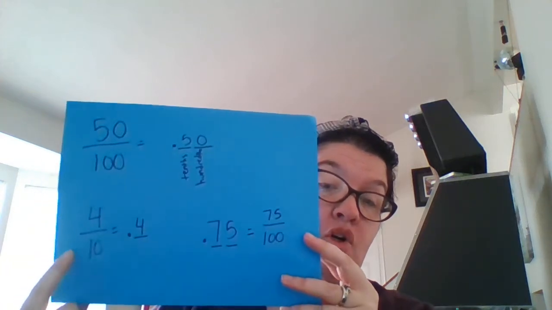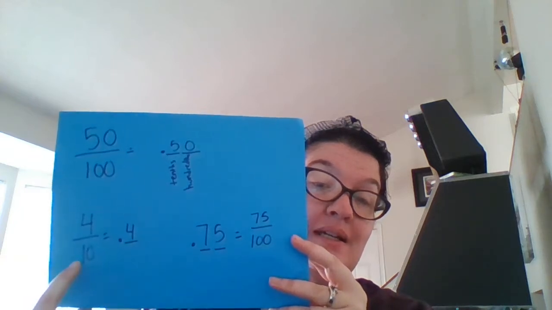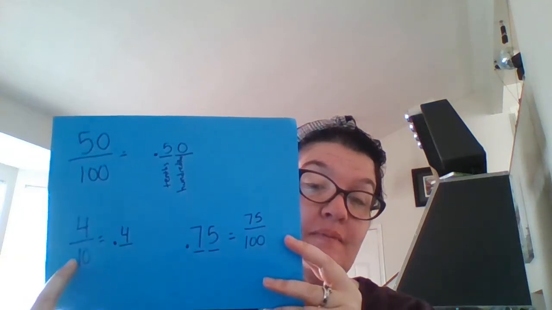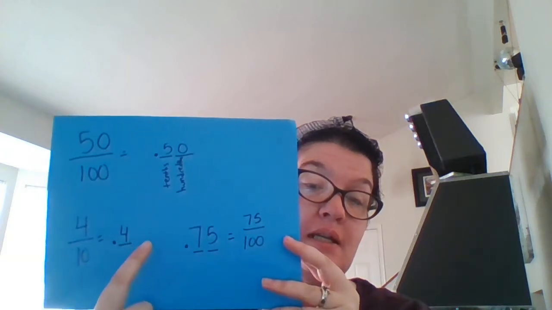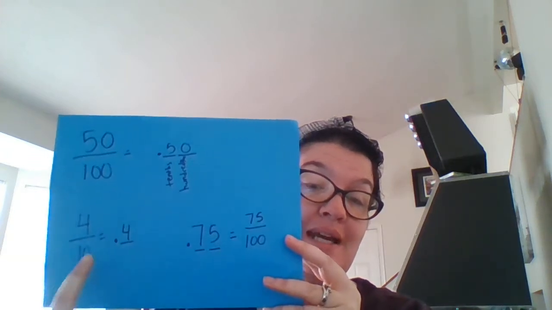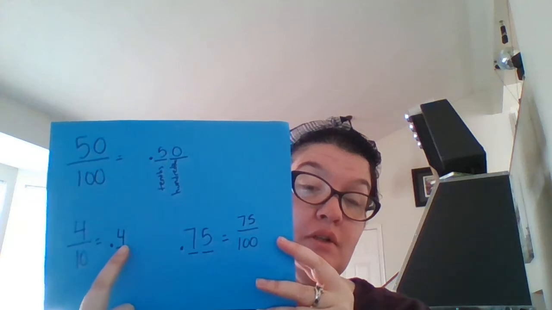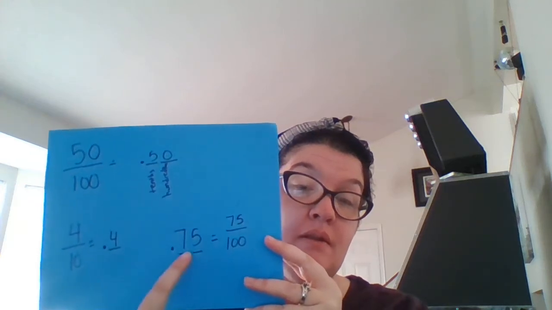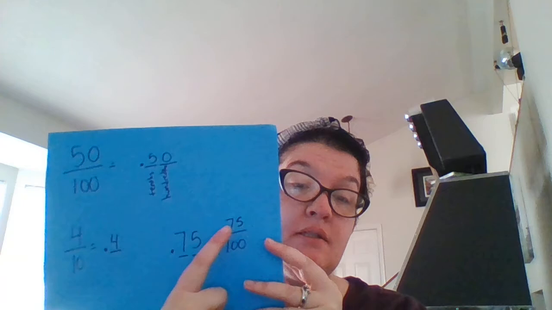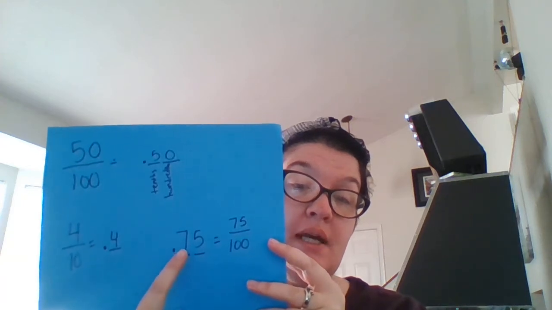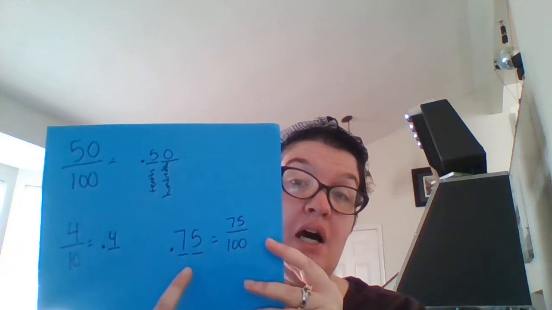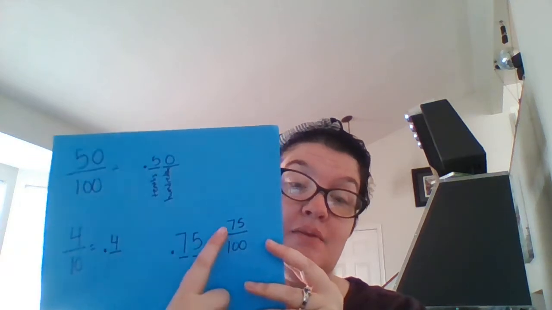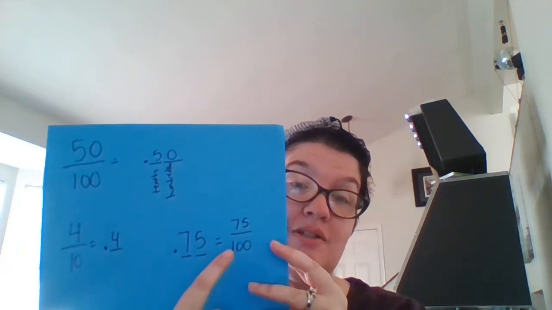This one, 4 tenths, should end in the tenths. That's the very first one. Remember, it goes tenths and then hundredths. So 4 tenths is 0.4. This one has 2 spots, so this one ends in the hundredths. So this is saying 75 hundredths. That's the exact same way you would write it as a fraction.